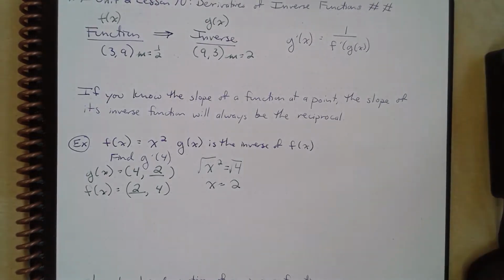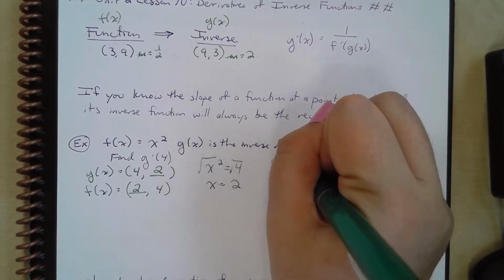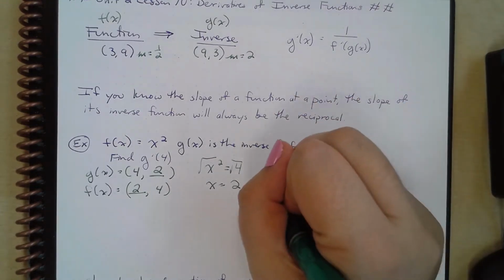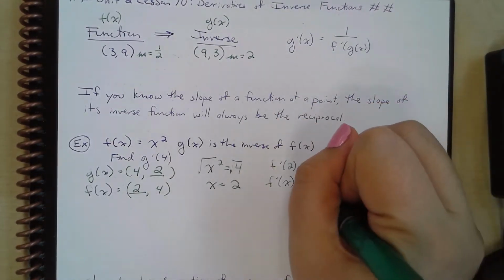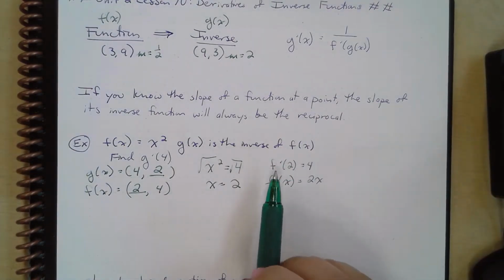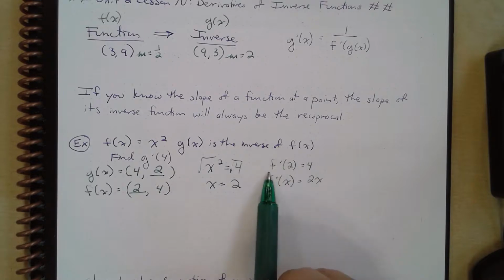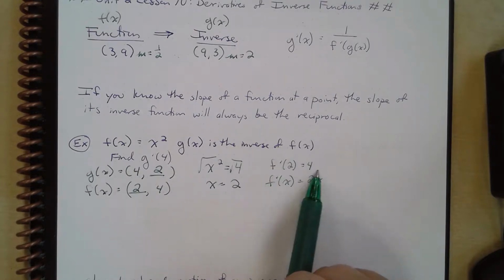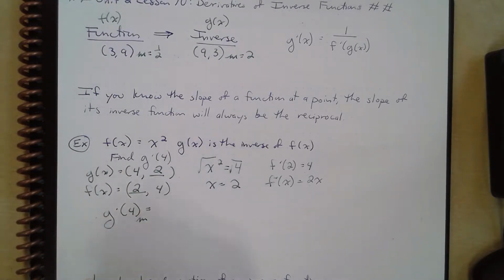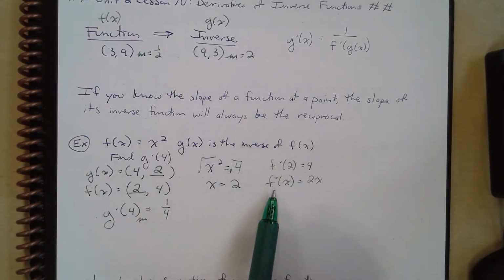Now we can say that f prime of 2 is equal to 4, and I know that because f prime of x is equal to 2x, and f prime of 2 is going to be 2 times 2, which is 4. So the slope of f at that point is 4, and the slope of the inverse is the reciprocal. The slope at g prime of 4, I'm going to say sub m to indicate that it's the slope, is going to be equal to 1 over 4. I hope that makes sense. You see, we found our derivative.